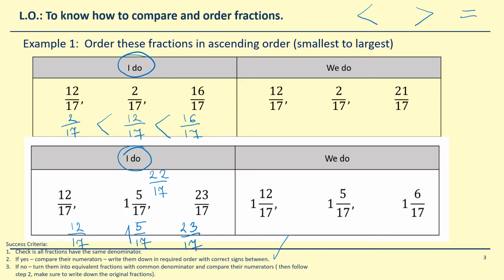So I've compared the numerators and written them down in the required order, and now I will put the signs between them. So 12 over 17 is smaller than 1 and 5 over 17, which is smaller than 23 over 17. Okay, so now pause this video and attempt the redo questions.